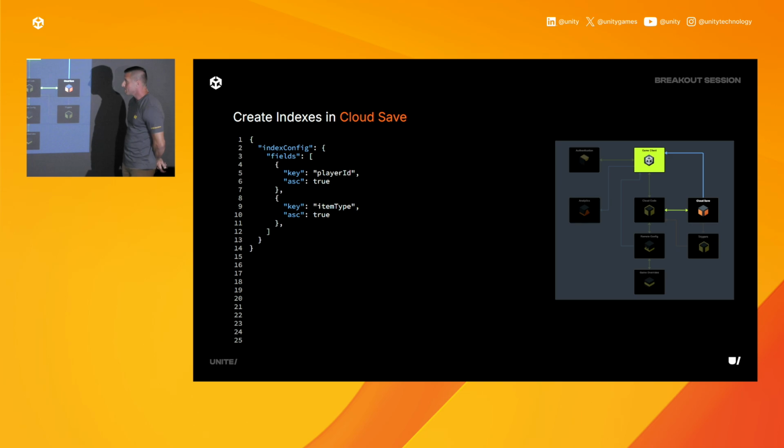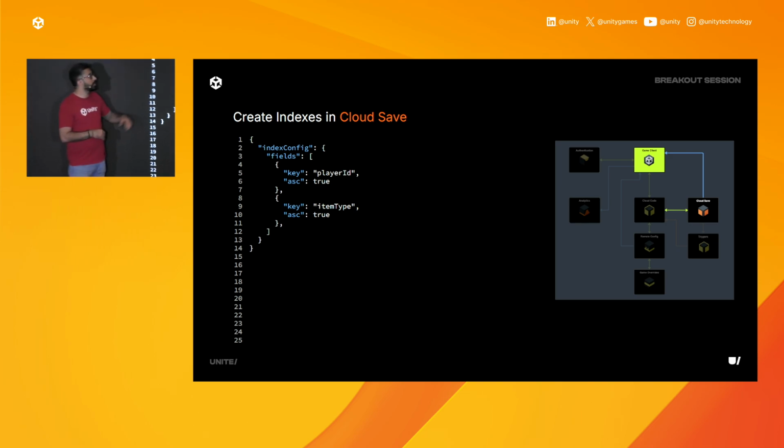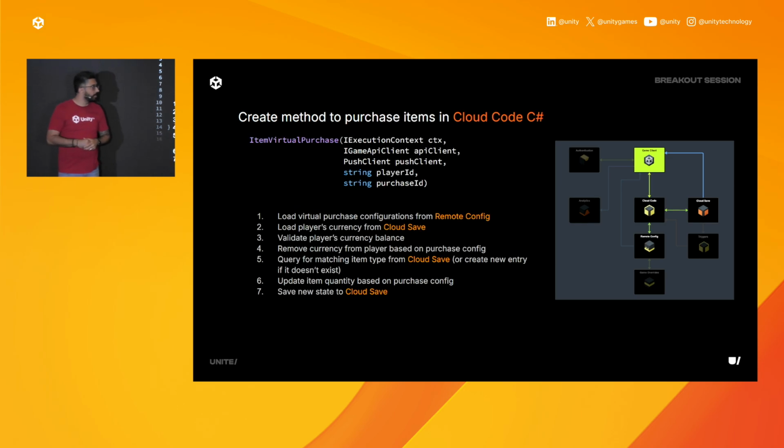And then this is the configuration or the config as code for being able to create the indices within Cloud Save. So we're going to have our index config, and we're going to define the fields that we want to actually index within Cloud Save. So here we're going to index the player ID and the item type, and we're going to do it all in ascending order. Not that it really matters for our use case.